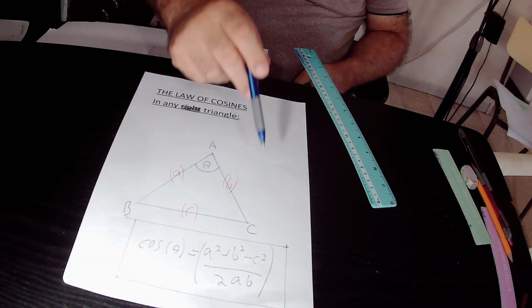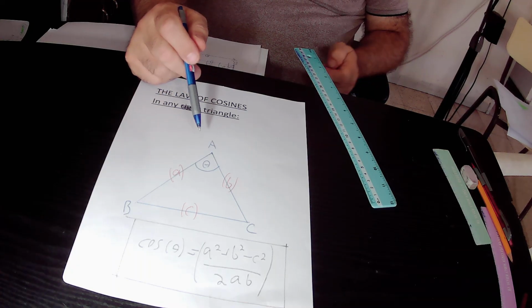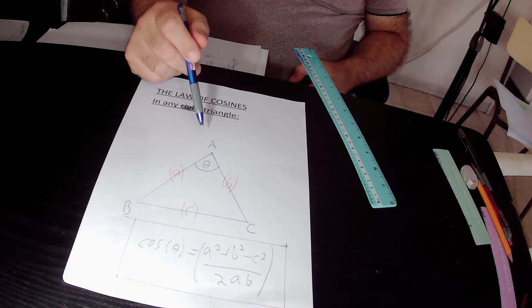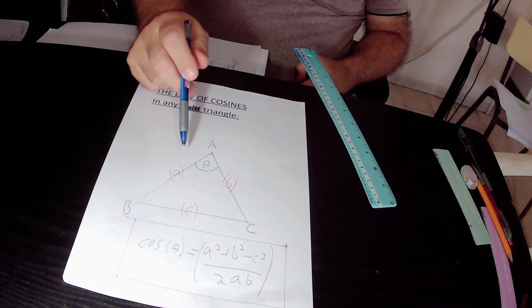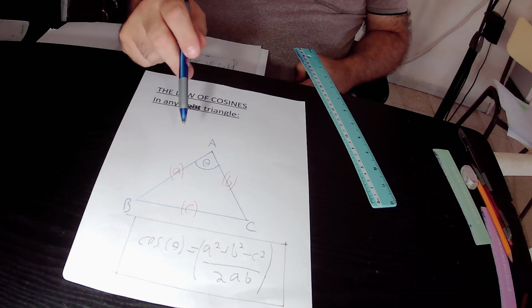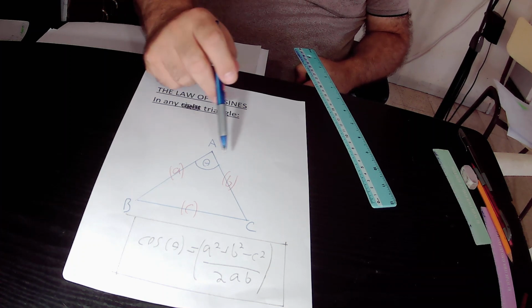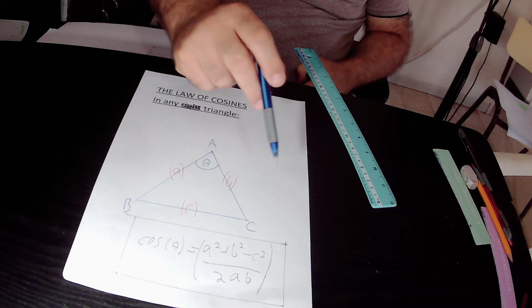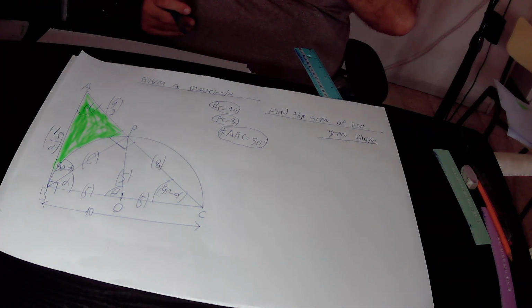This is angle BAC, that equals theta degrees in its size. According to the law of cosines, the following equation is true, that cosine theta equals A squared plus B squared minus C squared over 2 times A times B. Again, cosine theta equals A squared plus B squared minus C squared over 2 times A times B. So in the next step, we implement the law of cosines in this triangle POB.